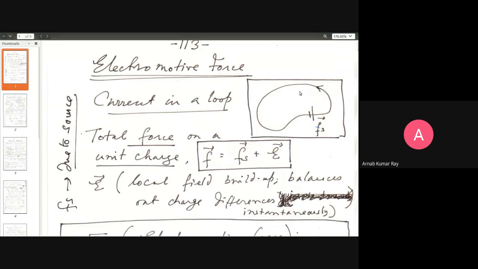Here I've drawn a general current in a loop. Here's a battery, and the battery is causing a current to move around. What does a battery do ultimately? You have a wire, your household wire. If the switch is turned off, then there is no current flowing through that wire.